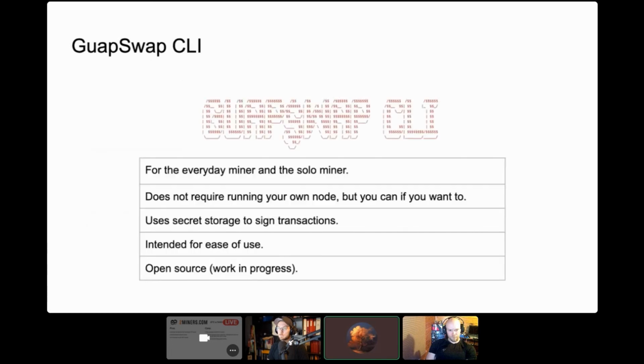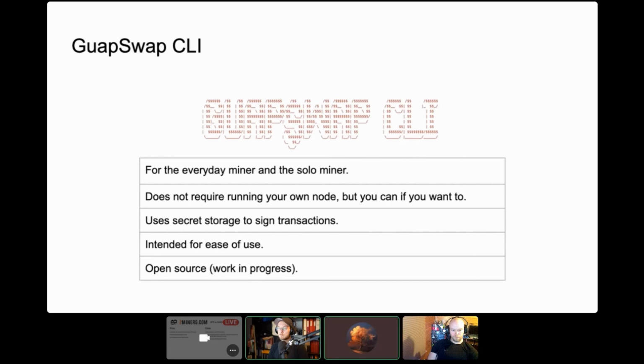So this is just a high-level overview of the beta version of GuapSwap CLI and what our intentions were. It's meant for the everyday miner or the solo miner. So you can use your own node if you want, but you don't have to, or the node that's a default. And if you decide to use your own node, you don't have to be a solo miner. It's all just used to interact with the blockchain.